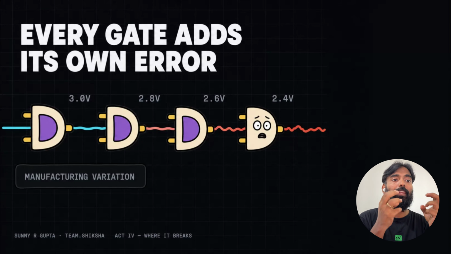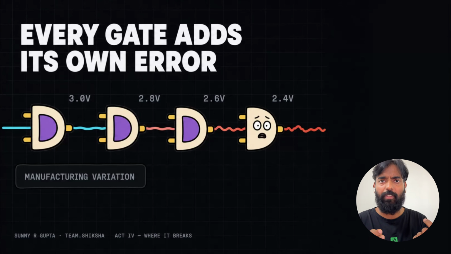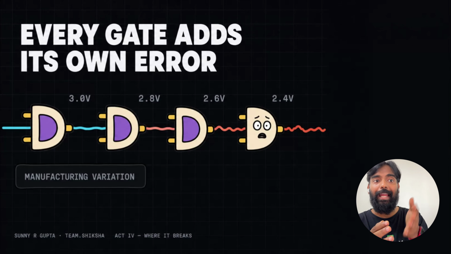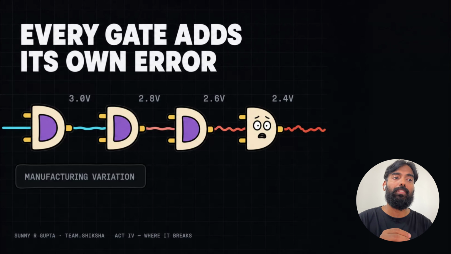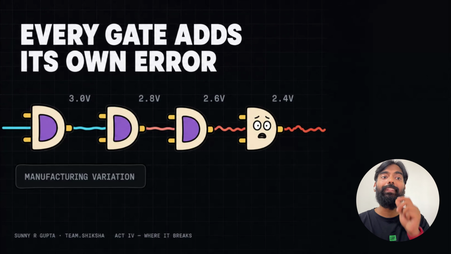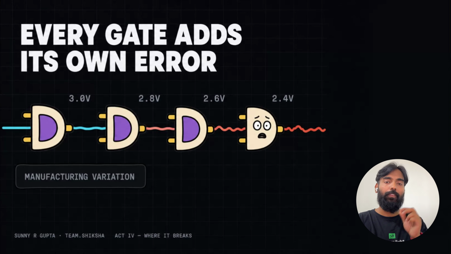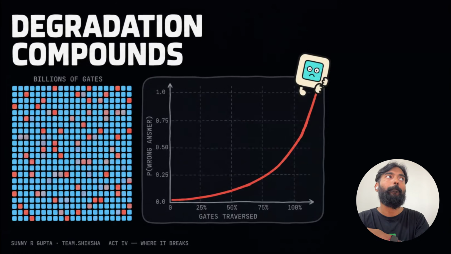If you notice, every gate which is supposed to output exactly 3 volts might actually output 2.8 volts. It could be because of manufacturing variations or because of the various interferences that we discussed. The next gate receives 2.8, adds its own noise, and passes on 2.6. After a few layers of logic, your clean 3-volt signal has drifted to 2.4, and now it's indistinguishable from a 2. So what originally started as 3 has become 2. If you notice in the diagram, that is exactly where it falls apart.